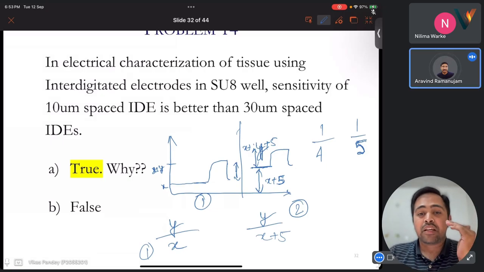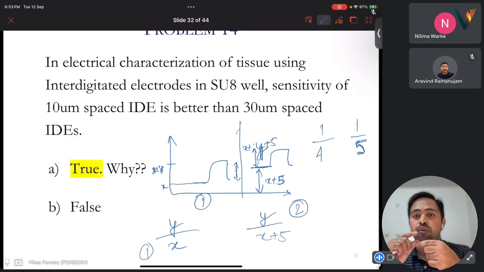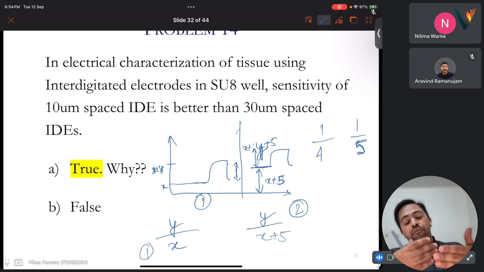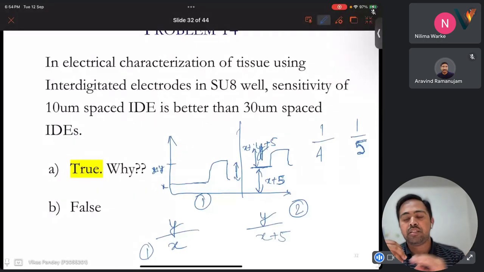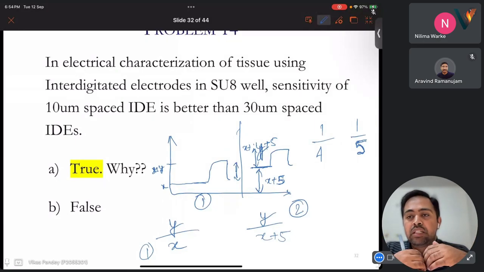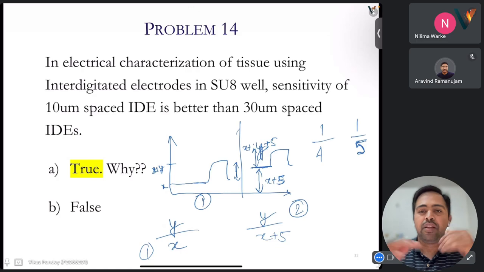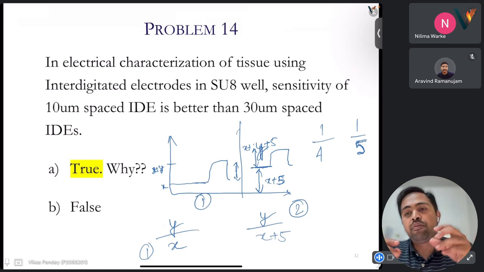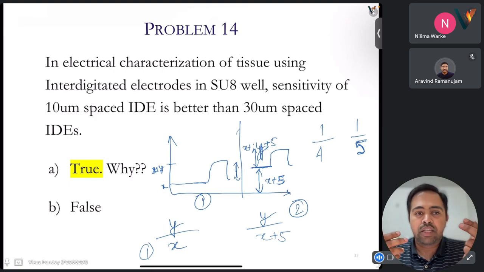Now, for smaller sensors, the same change is more visible. And if we have an array of more such sensors, the overall change is very high. The relative changes seen overall, and we will have better sensitivity when we have smaller, less spaced ID. Along with that, some other factors will also come that make it a bit cumbersome, and we will have to make some design modifications. That is a different thing, but having more number of sensors or having less spacing will actually increase the sensitivity. Clear?